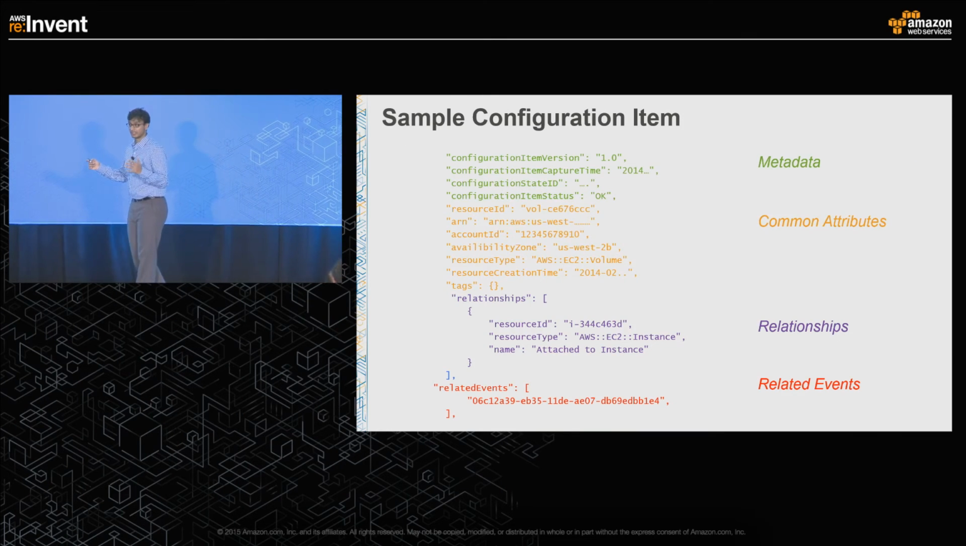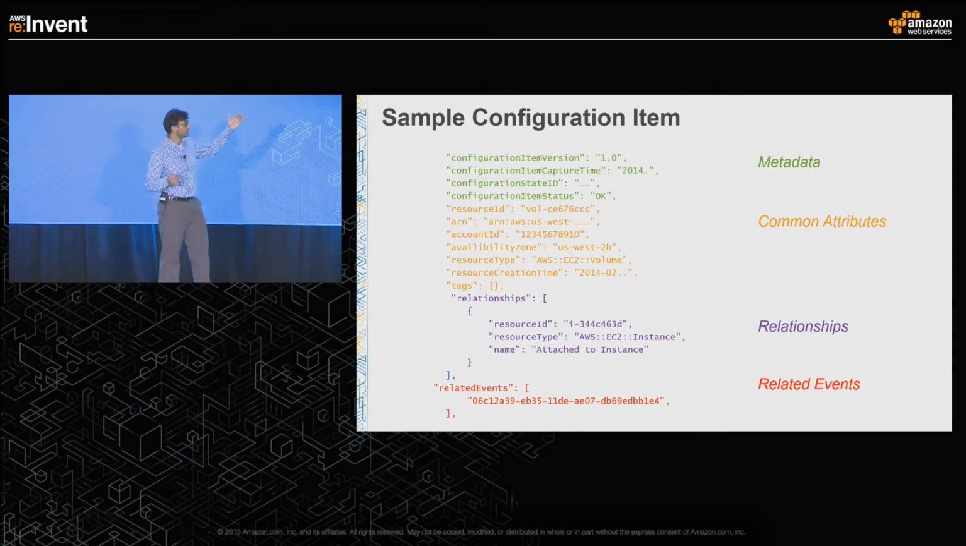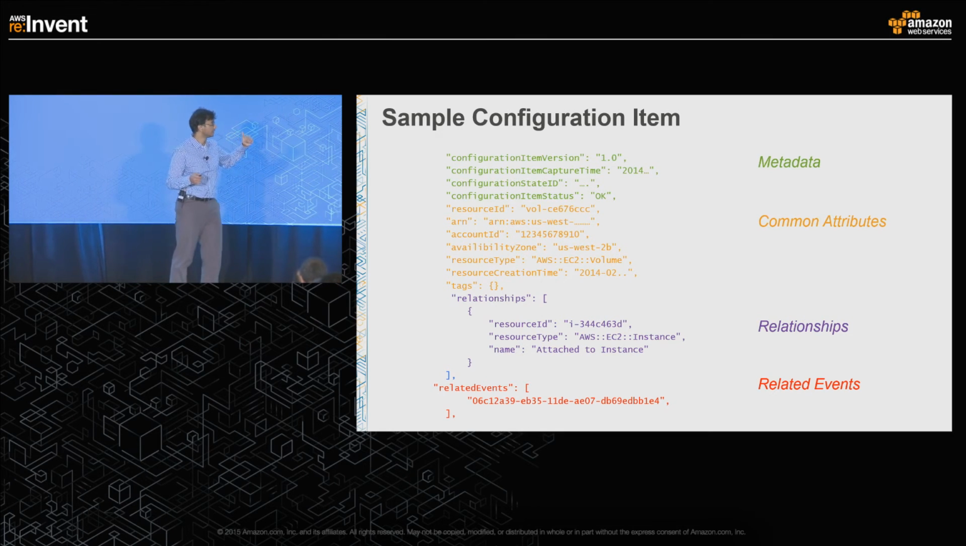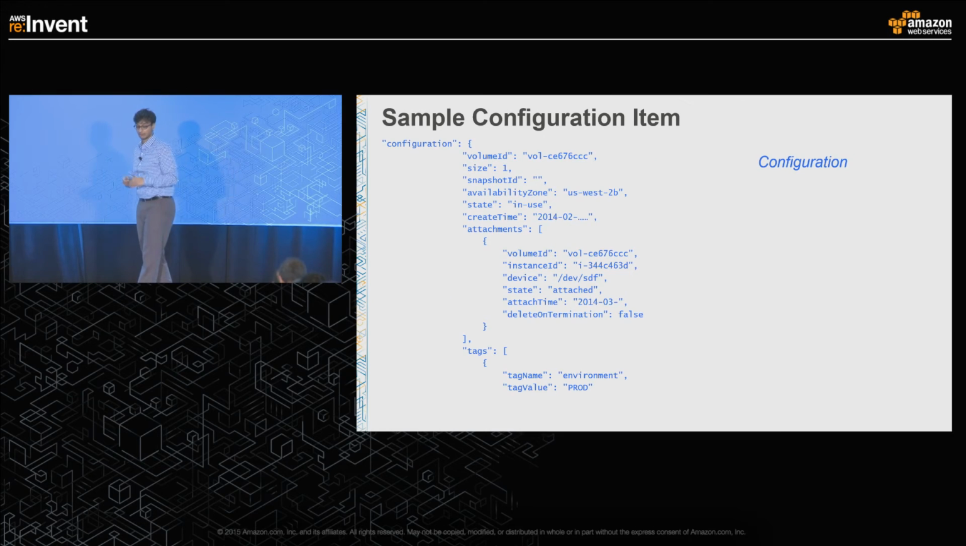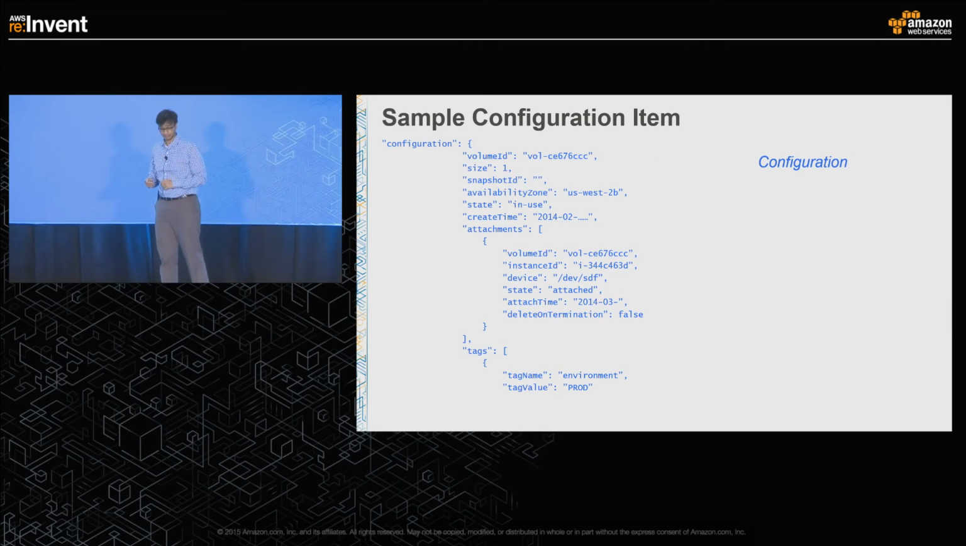So this is what a real configuration item looks like. It's a JSON. This is for a volume. It has metadata in green, common attributes such as Amazon resource name, availability zone, resource types, and so on in orange. The relationships this volume has, this is attached to an EC2 instance, so you can see what that looks like here. And then the related events is a GUID that links back to a CloudTrail API call. And of course, the details of the volume itself.